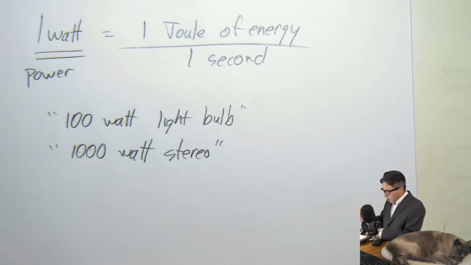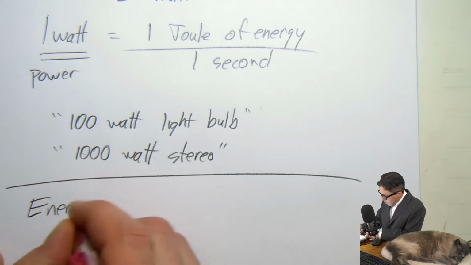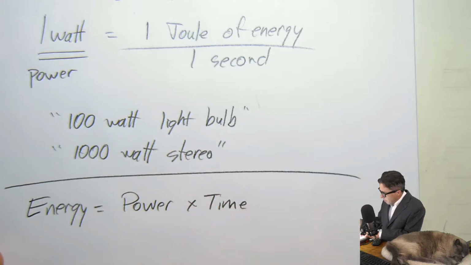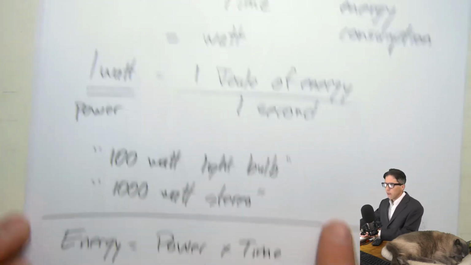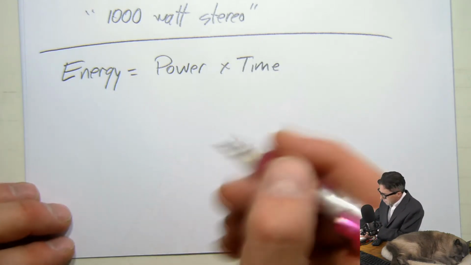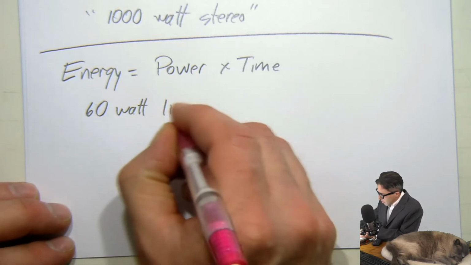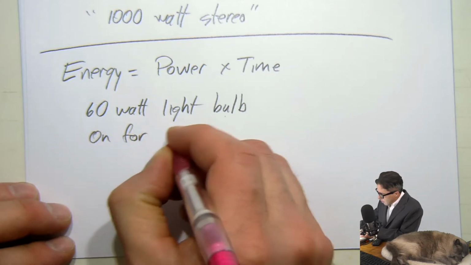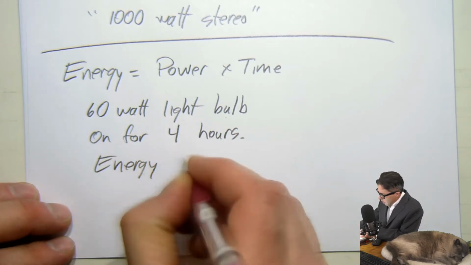All right. So energy is the converse of this, power times time. I'm just taking this formula and rewriting it, solving it. It's the same exact formula. But here's how we would do this. Let's imagine that I've got a 60 watt light bulb and I have it on for, let's say, 4 hours. How much energy did I use?